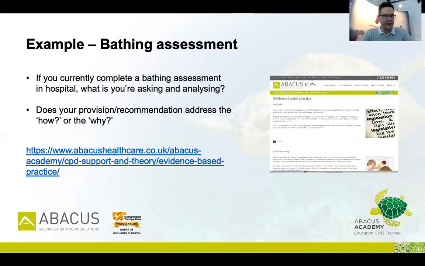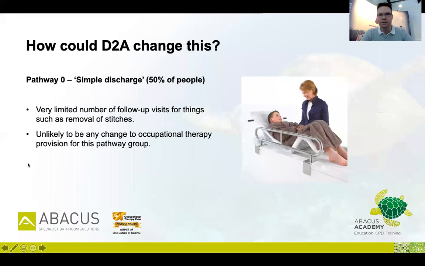So what I'm asking there is to consider, what is it about a discharge to assess process that might make those assessments more client-centered, more holistic, and more meaningfully occupation focused? So how would discharge to assess change this?